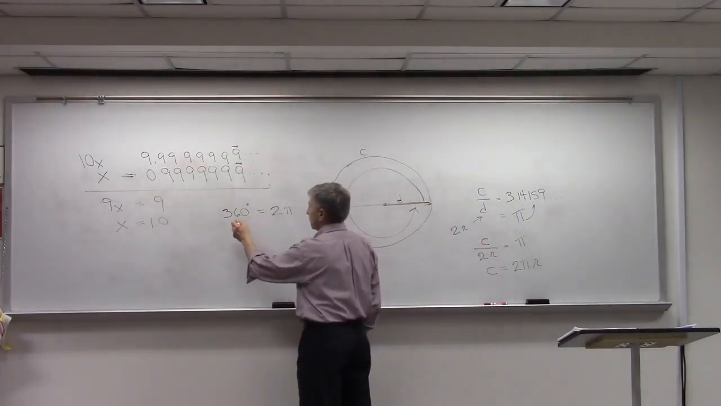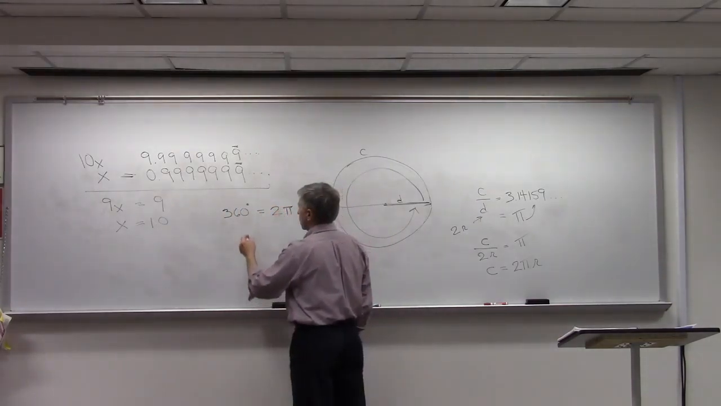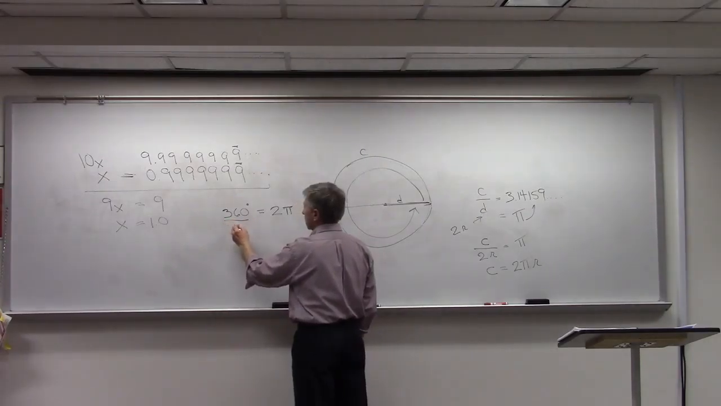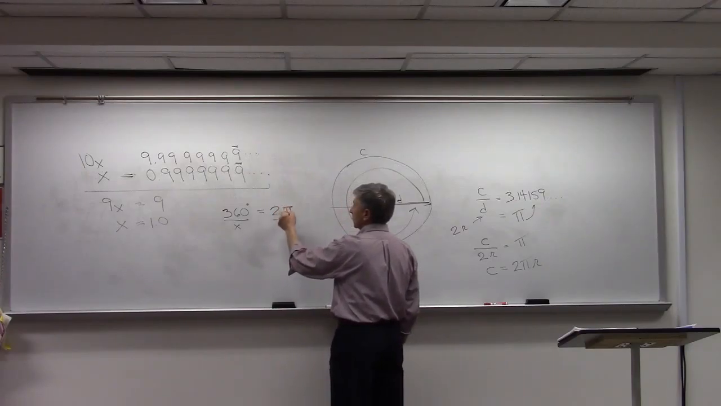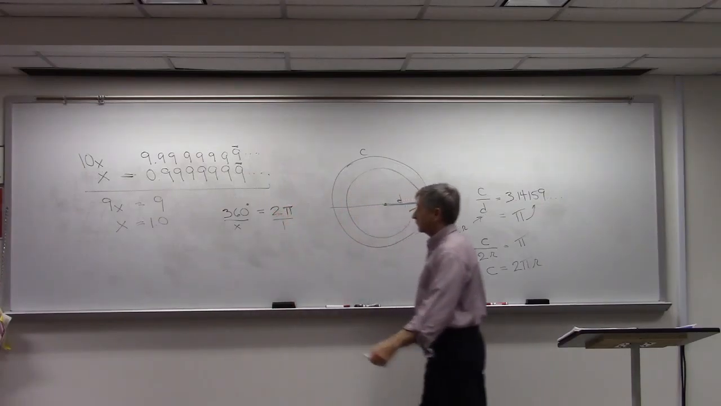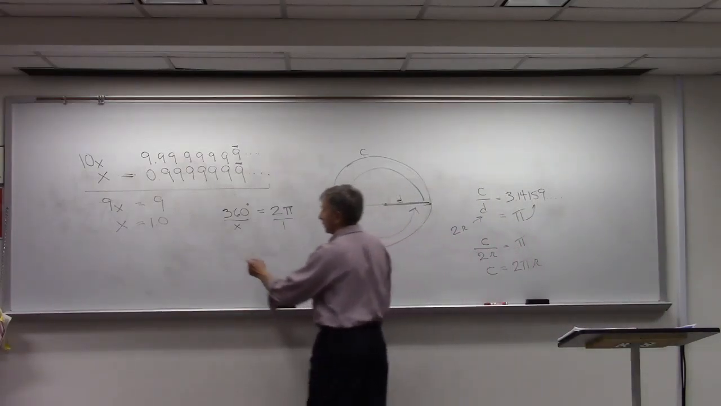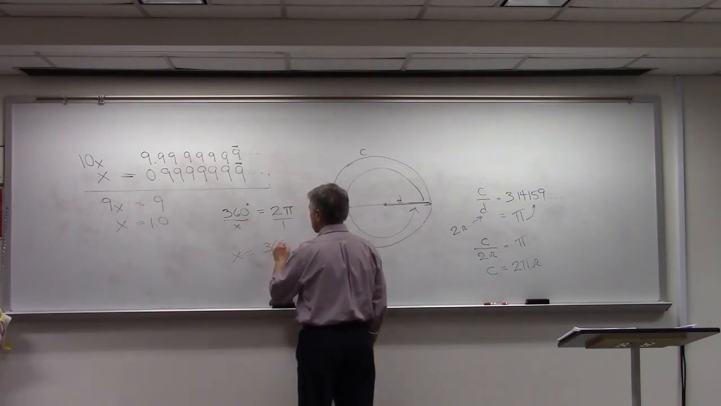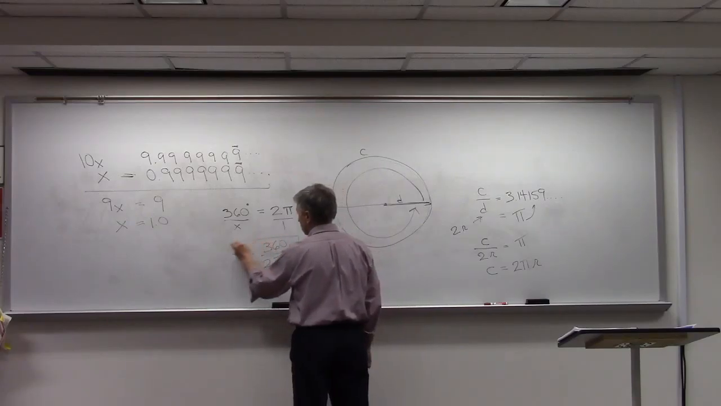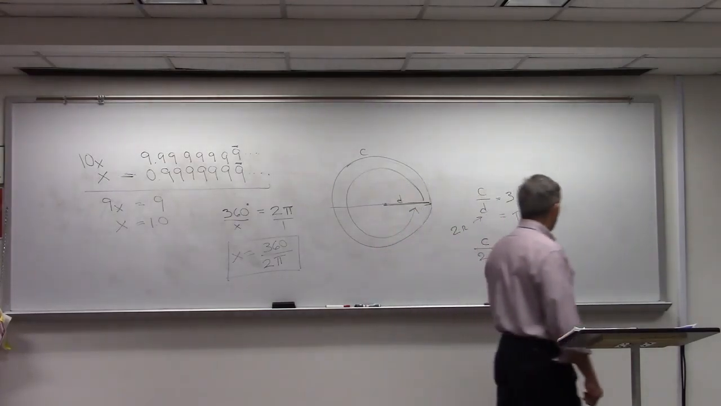Well, if 360 degrees is equal to 2 pi, then the question is, how many degrees, x, is equal to one of these numbers here? If I want to normalize that, what do I get? All I have to do is cross multiply, and x equals 360 over 2 pi. Multiply that out on your calculators and tell me what you get. 360 divided by 2 pi.